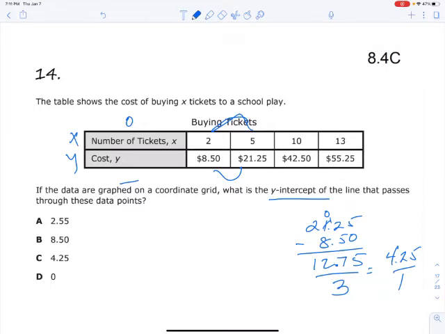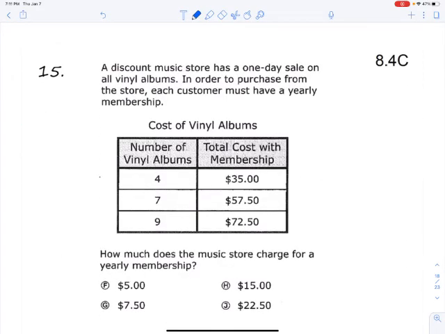So for every 1, it's 425. So what I have to do from this 850 is go backwards to 1. So if I subtract 425 from that 850, I get 425. And if I go back one more, I actually end up with 0. So what is my y-intercept in this particular problem? My y-intercept is actually D. But notice, they actually gave us the slope in the problem, 425, because they think that's going to be a common answer. And we'll probably find out that it will be. But the correct answer is actually D. Number 15. A discount music store has a one-day sale on all vinyl albums.